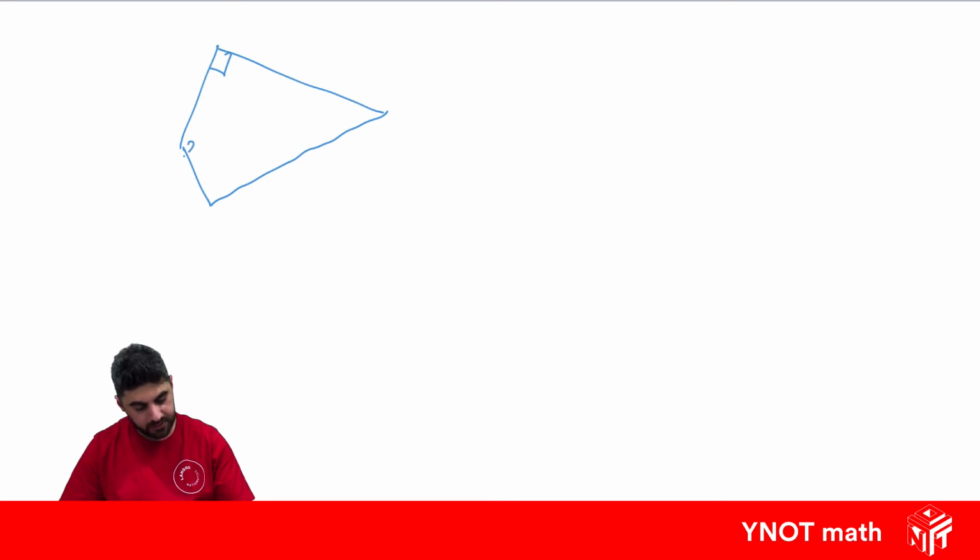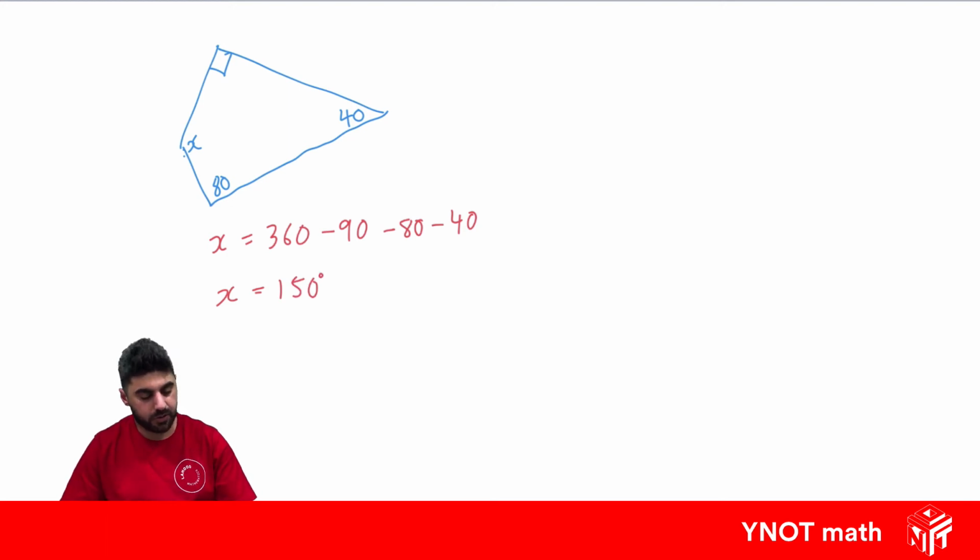So we've got 90 degrees here, X, 80, and 40, and we're going to find the value of X. Well, we know all four angles have to sum up to 360, and we know three of them, which means we should be able to find the last one. Because X would just equal 360 minus 90 minus 80 minus 40, and if we do all that, we should get X equaling 150 degrees, because the angle sum of any quadrilateral is 360.